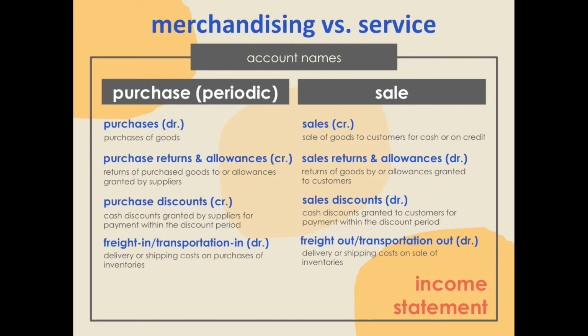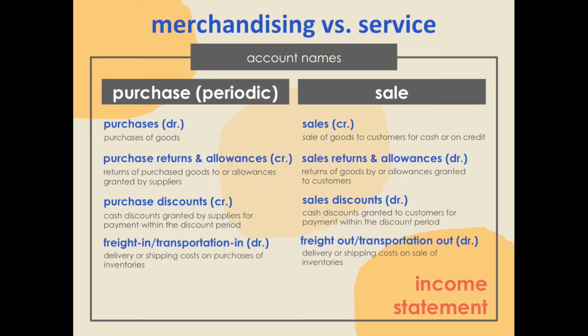Next, we have freight in or transportation in. It has a normal debit balance because this is a type of expense. This pertains to the delivery or shipping costs related to the purchase of inventories. So instead of delivery costs, the specific account name we use is freight in or transportation in.